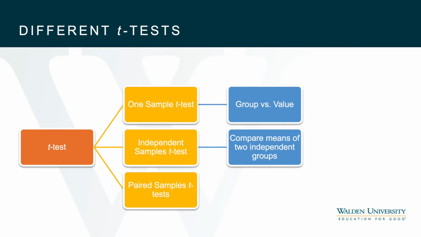The paired samples t-test, and again, note the plurality of the word samples, indicates that there are 2 groups being compared here, but they are paired, meaning it's the same group of participants, but they are measured at 2 different times. So it's one group being measured for a dependent variable at 2 different times.